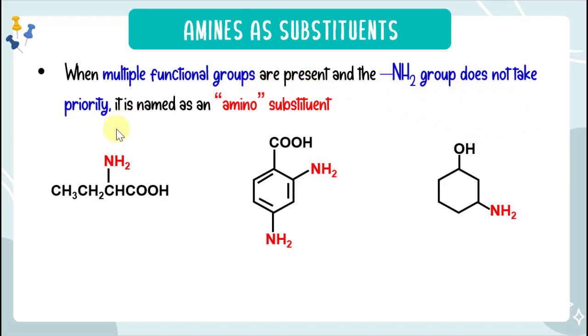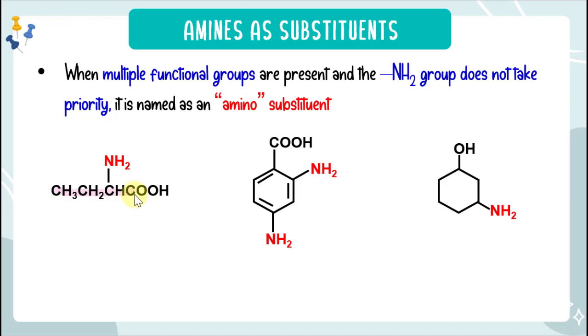If the amine becomes a substituent, it means that if other functional groups are present and the amino group does not take priority, it is named as an amino substituent. For example, here we have a carboxyl and an amino group. We know that the carboxyl group has the highest priority as the parent name. So the carboxyl group will become our parent. Find the longest carbon chain including the carboxyl group.